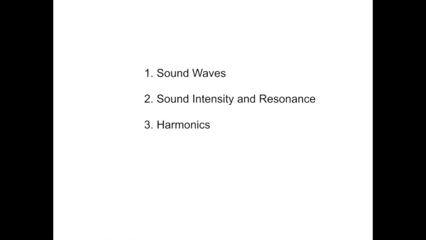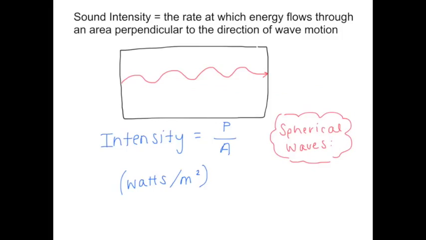Previously in Chapter 12, we've gone over sound waves. In this segment, I'll move on to discuss sound intensity and resonance. Sound intensity is defined as the rate at which energy flows through an area perpendicular to the direction of wave motion. So in other words, sort of how fast the sound spreads, or how intense it is.